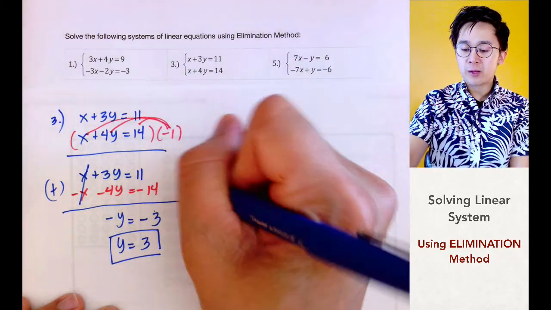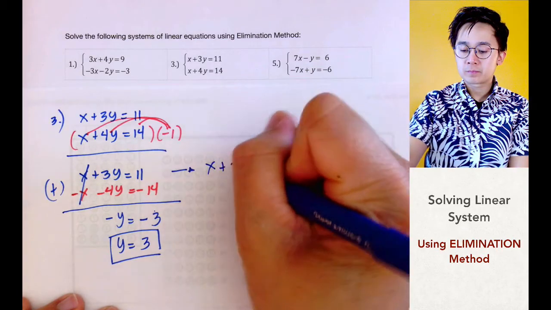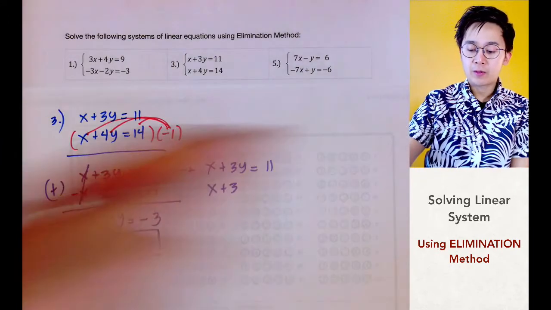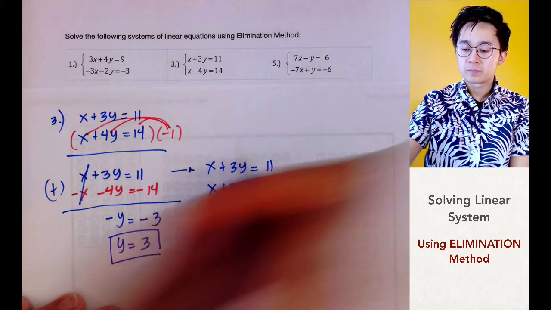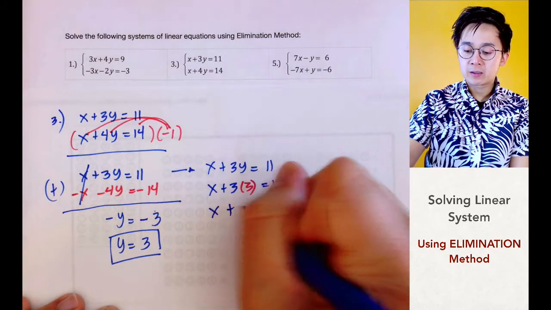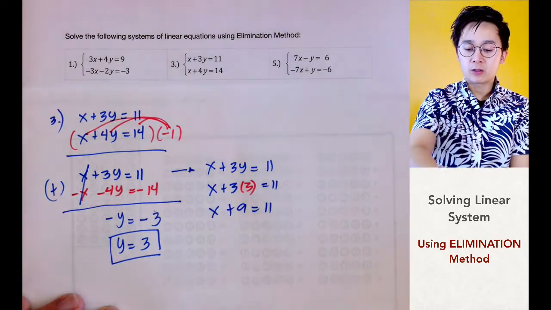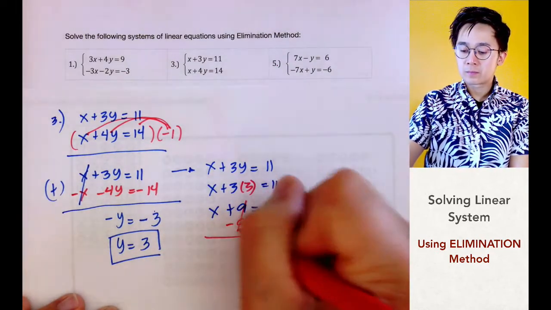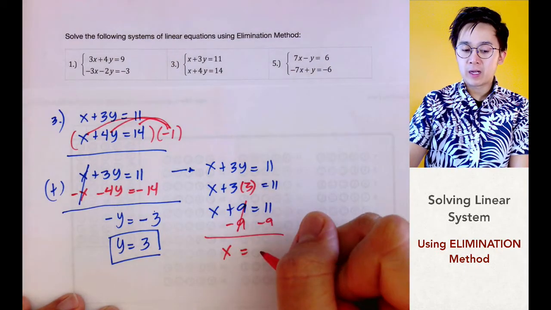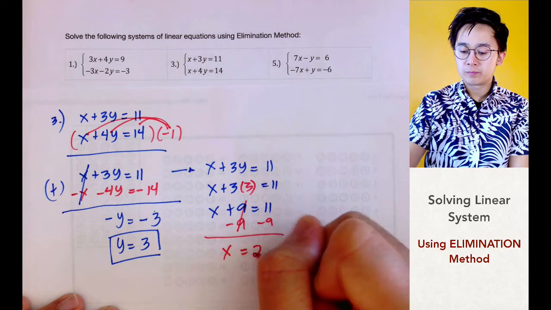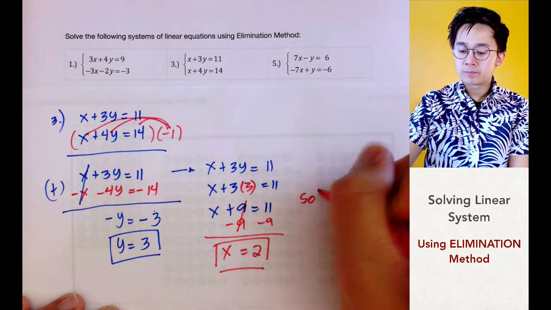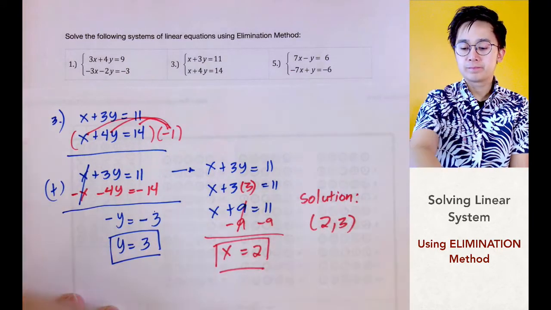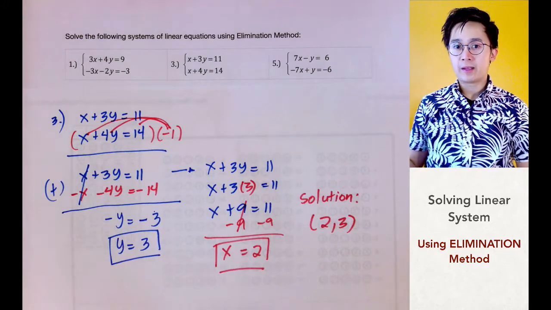At yung second ordered pair, using line 1, we will replace y by 3. So, meron tayong x plus 9 equals 11. And by solving for x, 11 minus 9 is equal to 2. So, ang solution natin ay 2, 3. At yan yung answer natin sa pangalawang example.